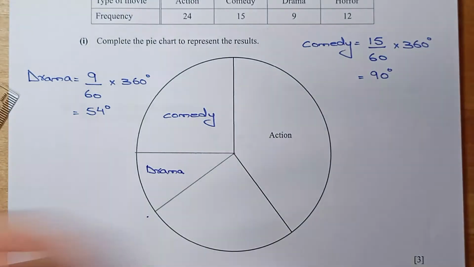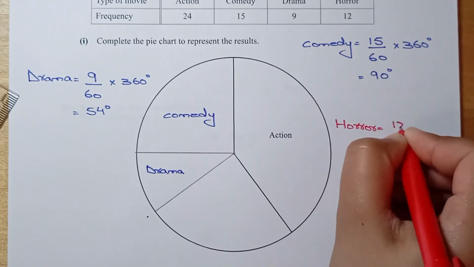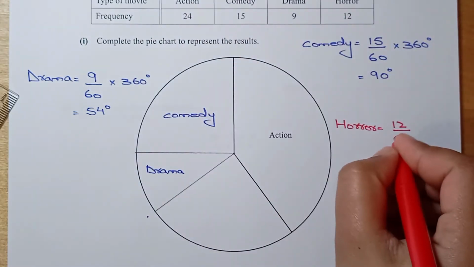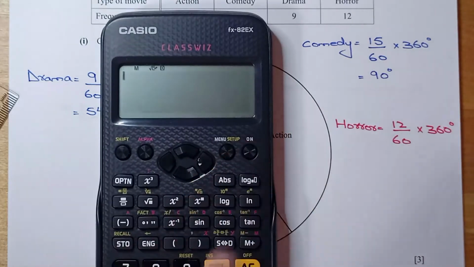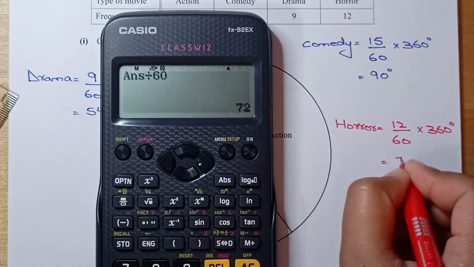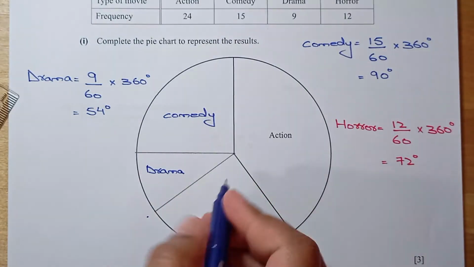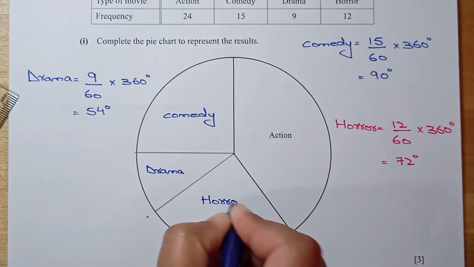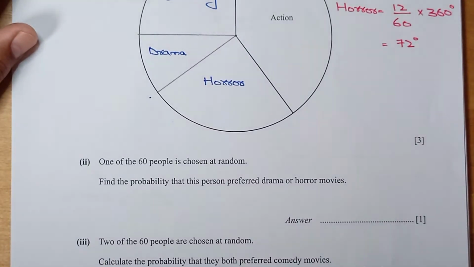So the last one left is horror. For horror, again the frequency is 12, the total number of people is 60 and the complete pie chart is 360. 12 times 360 and then divided by 60, this is 72 degrees. So the remaining portion, this is 72 and that is representing the horror. Now for the second part, one of the 60 people is chosen at random. Find the probability that this person preferred drama or horror movies.